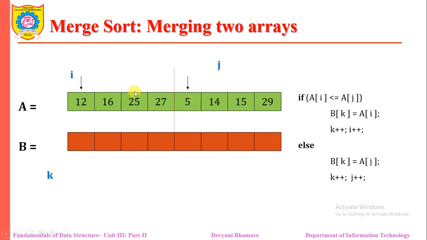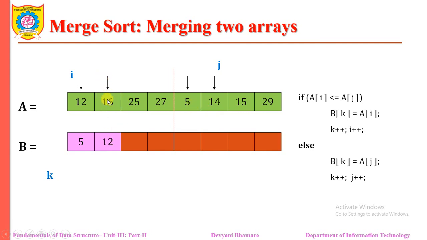In this example, 12 and 5 are compared. We get 12 is greater than 5, so B of k is equal to 5, meaning A of j is copied, and k will be increased by 1 and j will be increased by 1. Again, A of i is 12 and A of j is 14. So 12 is less than or equal to 14, so A of i is copied into B of k, and k and i will be increased. In this fashion, k is increased and i is increased.